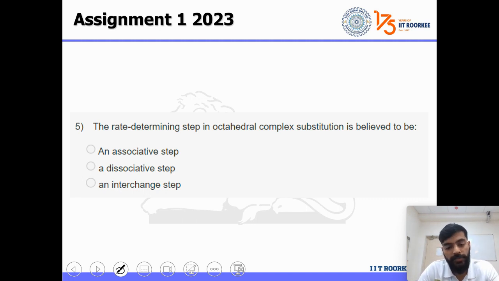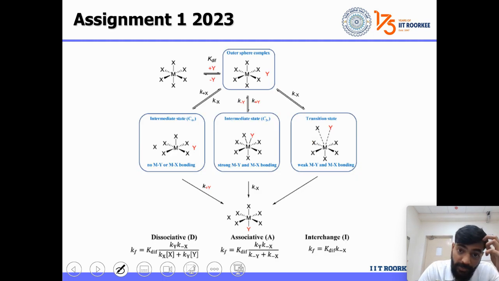Let's go to the complex substitution. There are three types of substitution: dissociative, associative, interchange. Dissociative, what will happen? Initially, this one will leave the octahedral complex. That means the stable geometry is distorted. So it will be a slow step because it is going to the unstable, higher energy complex.